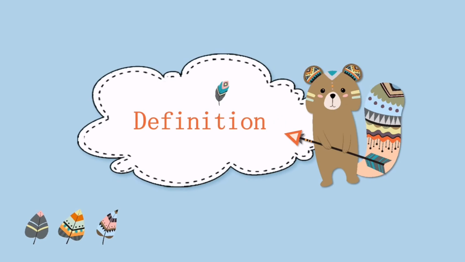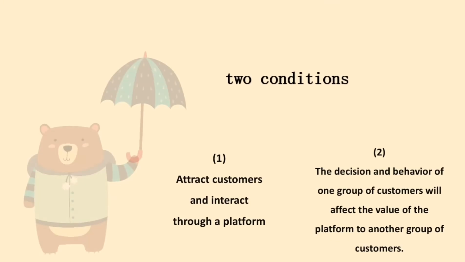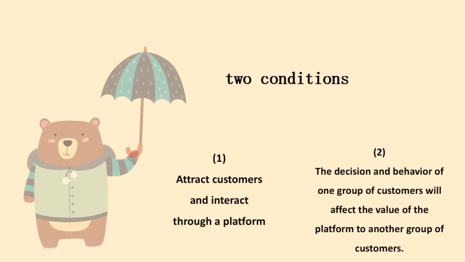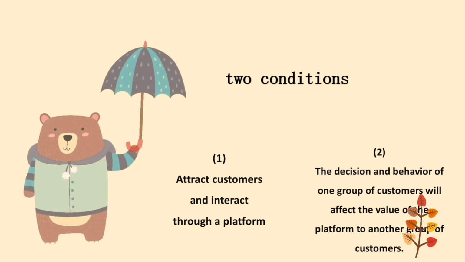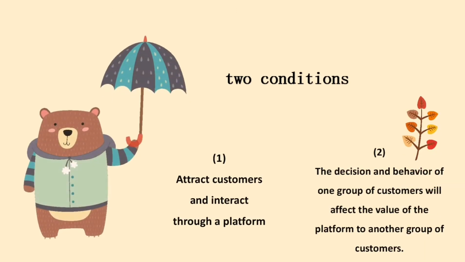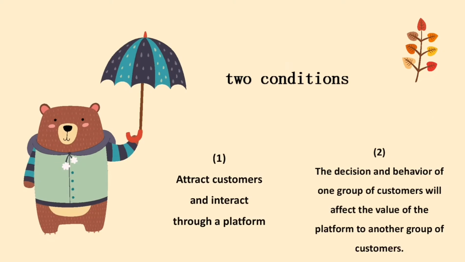Bilateral markets are markets that meet the following two conditions. 1. They attract customers and interact through a platform. 2. The decision and behavior of one group of customers will affect the value of the platform to another group of customers.